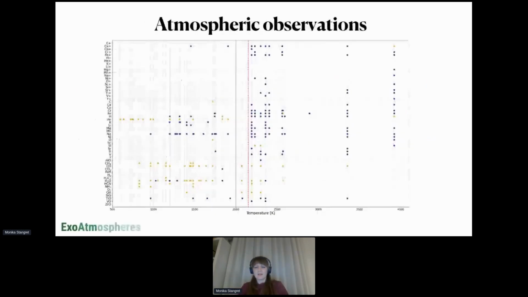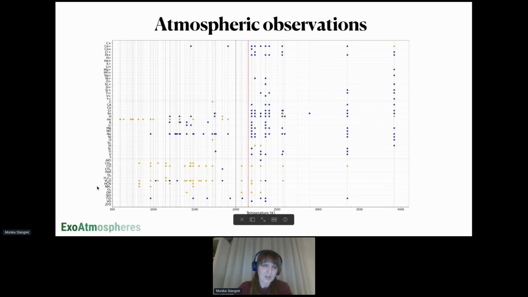And with this plot I will leave you. On the y-axis you have molecules and atoms, and on the x-axis you have the equilibrium temperature of the planet, and as you can see, those are the different atmospheric detections of exoplanets, and we still need to study it more. We need to find planets where we are able to detect more atmospheric signatures. Thank you very much.